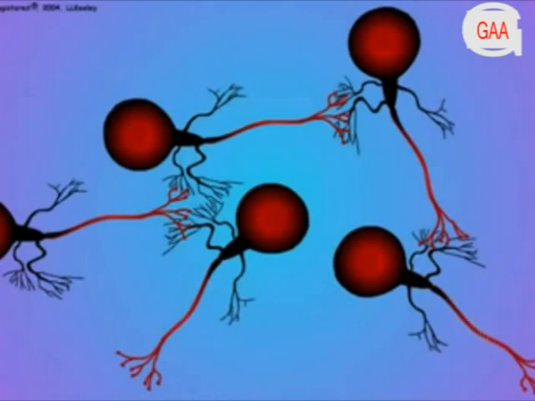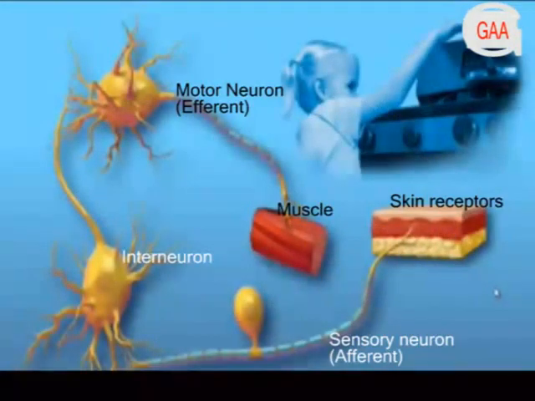There are 3 types of neurons grouped according to the direction of impulse conduction: the sensory neurons, also called afferent neurons; motor neurons, also called efferent neurons; and relay neurons, also called connector, intermediate, or associative neurons.